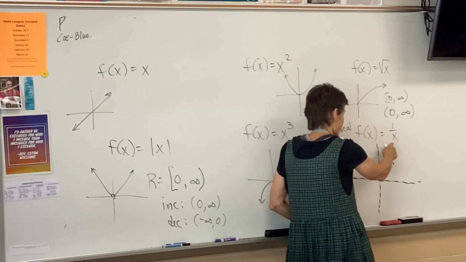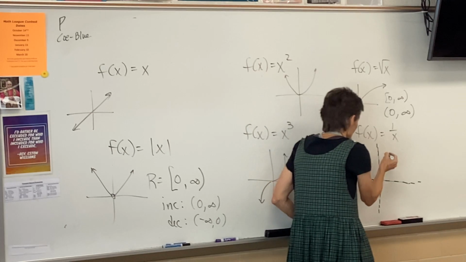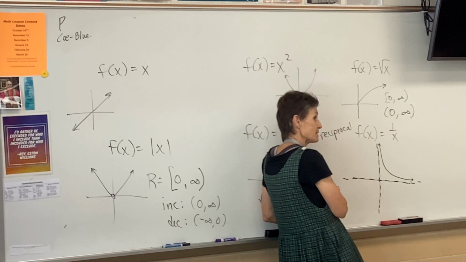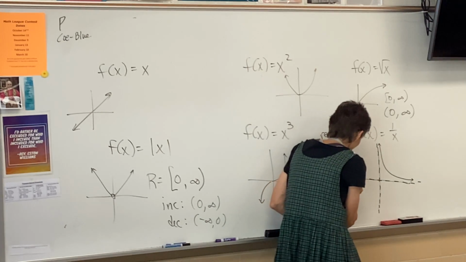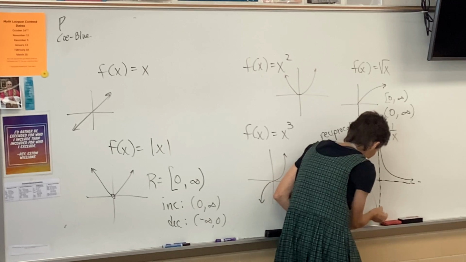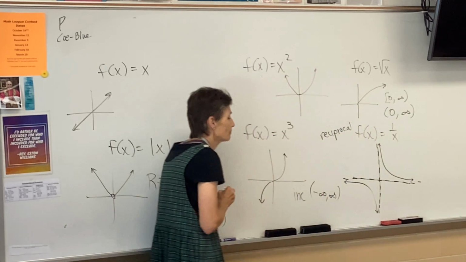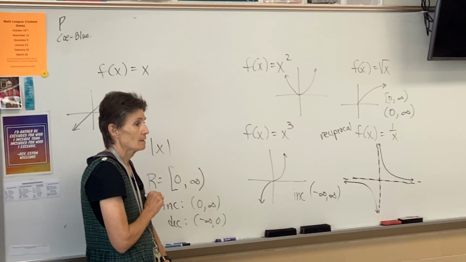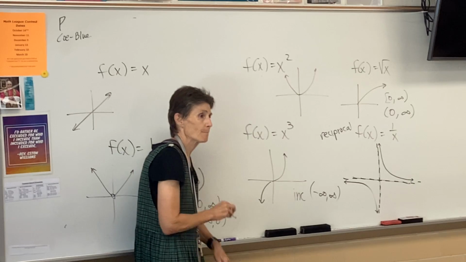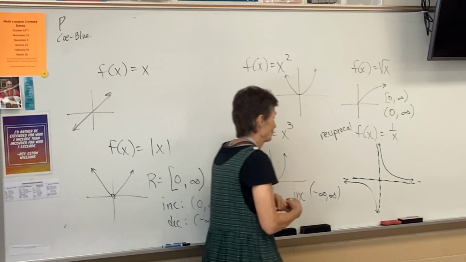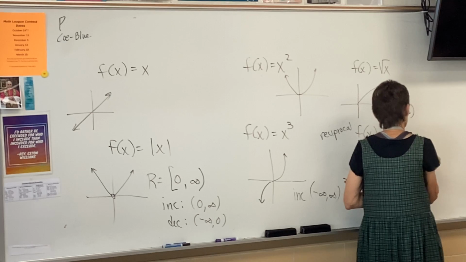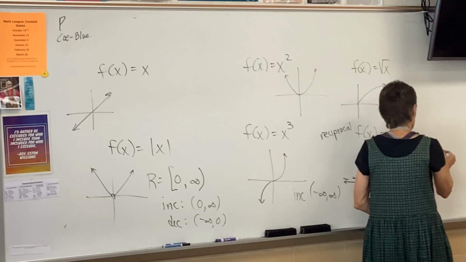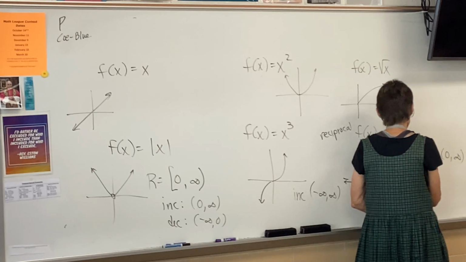If X is positive, would you agree Y is positive? So we'll stay in quadrant 1. But if X is negative, Y would be negative, so we also have a piece in quadrant 3. Domain. Negative infinity to 0, don't include either one of those things, then 0 to infinity. Beautiful. That is the domain.